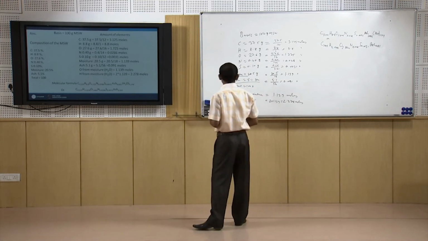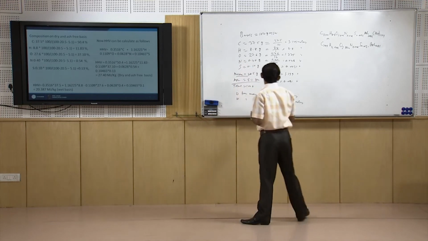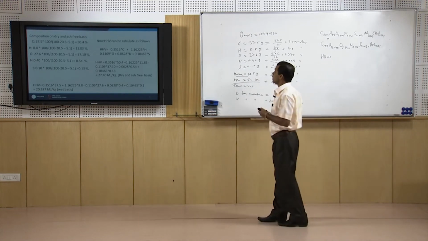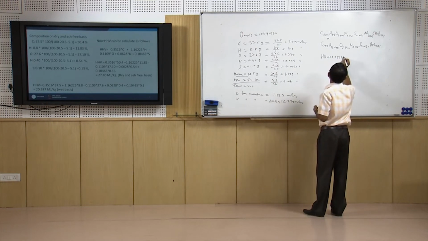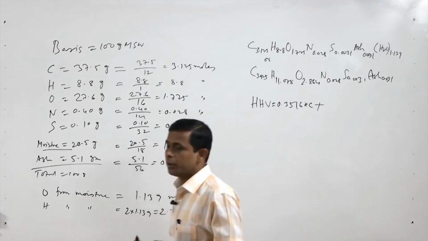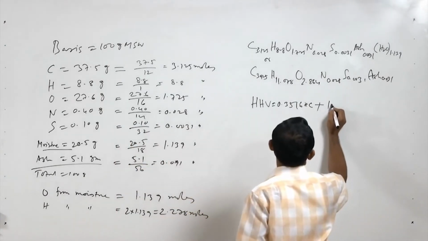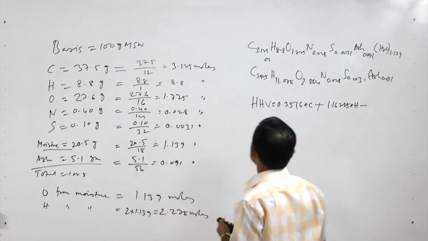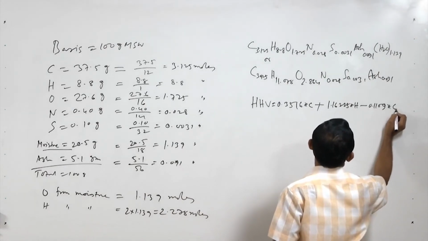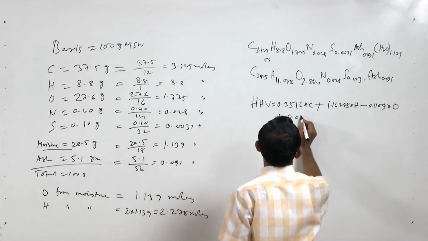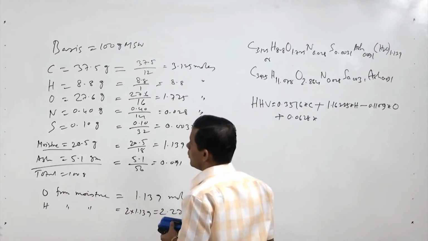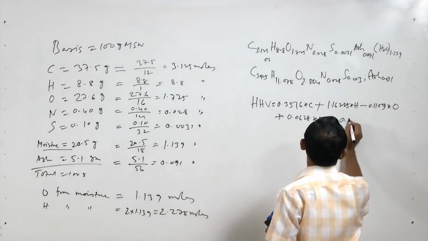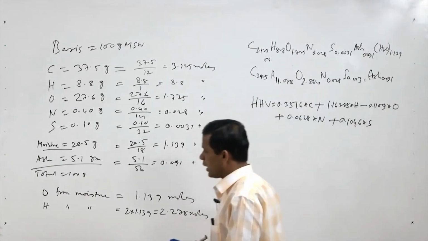The second part, we have to determine the heating value. So, HHV is given as 0.3516 into C, where C is the percentage of carbon, then 1.16225 into H minus 0.1109 into O plus 0.0628 into N plus 0.1046 into S. So, this is the formula which is given.